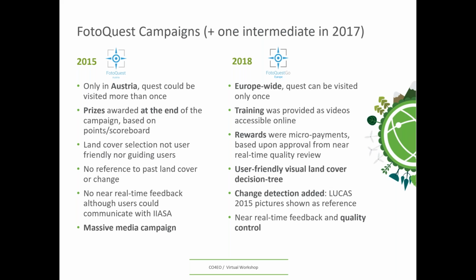The land cover selection was not super user-friendly, but it followed the Lucas protocol. And there was nothing to do with land cover change. So Lucas is all about change, okay? So it's about documenting change over time. But there was nothing in 2015.